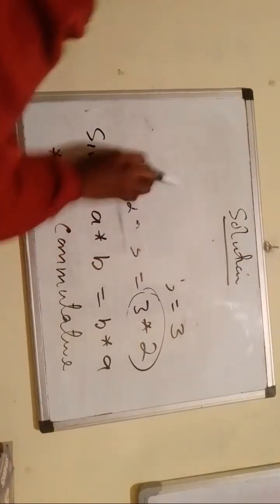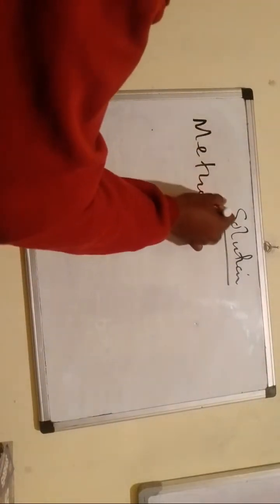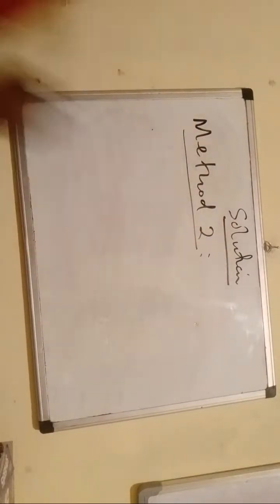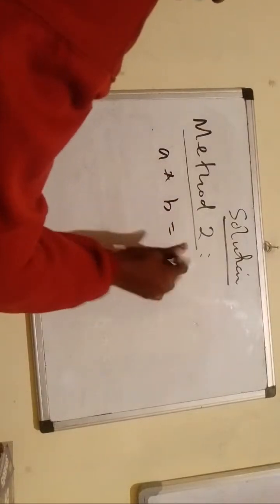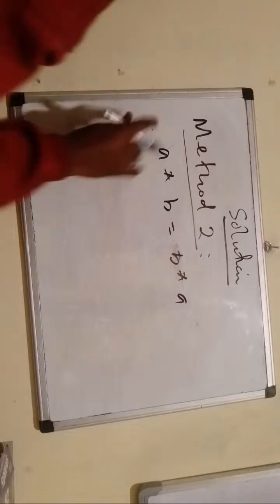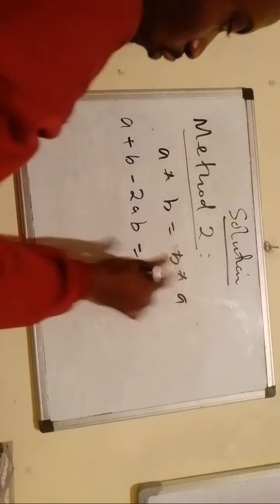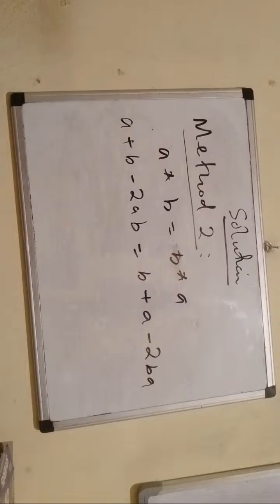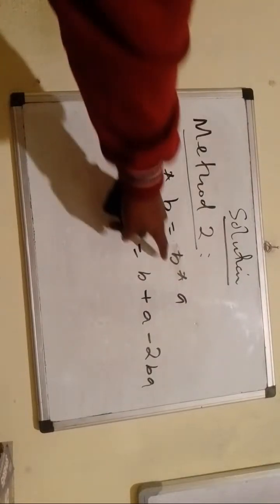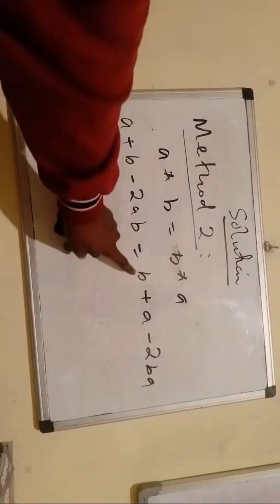Then method 2 is a general way. The general way follows the rules. So I'll write method 2. Remember what you had initially. This is what we want to check, whether this will be the same as that. According to the law that you have been given, it's simply A plus B minus 2AB. According to this, it's simply going to be B plus A minus 2BA. We want to check if this is equal to that. Check the rearrangement. Here A comes first, then B. Here B comes first, then A.